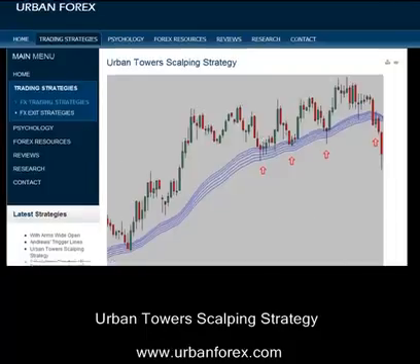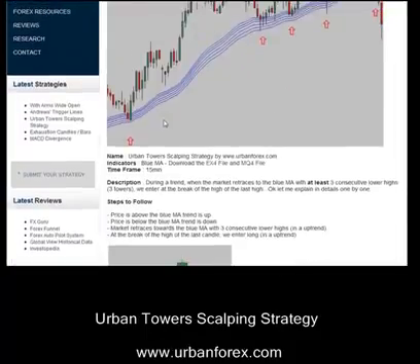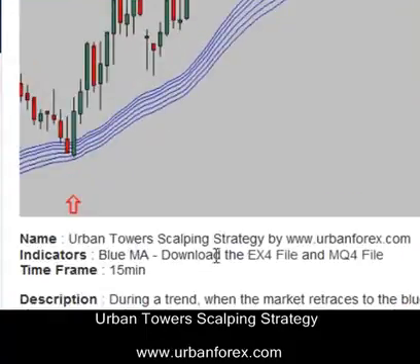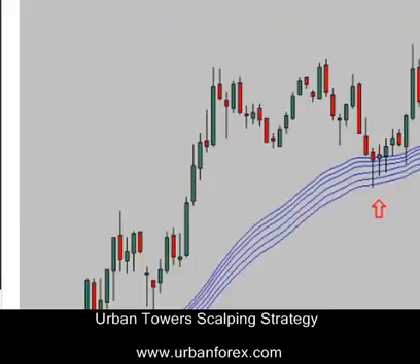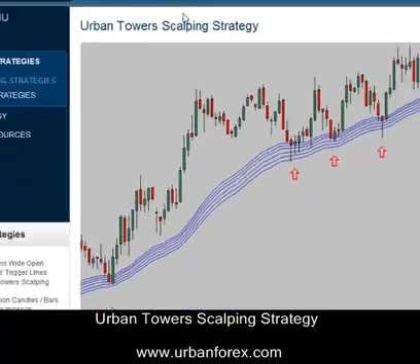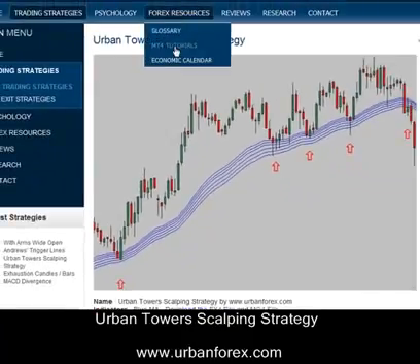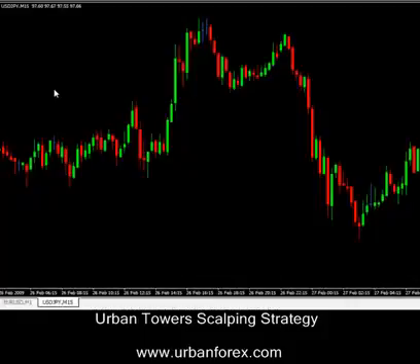You can get the indicator right underneath the chart on the website. You'll see download the ex4 file and mq4 file, and you can get the indicators from there. If you don't know how to download and install the indicator, under Forex Resources you can click MT4 tutorials and it can guide you how to do that. But anyways, getting back to it, US dollar, Japanese yen.